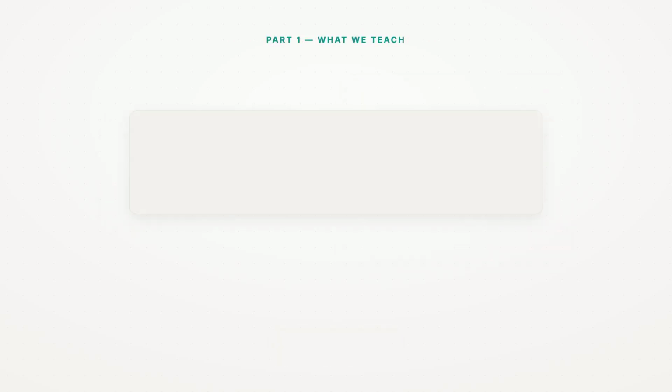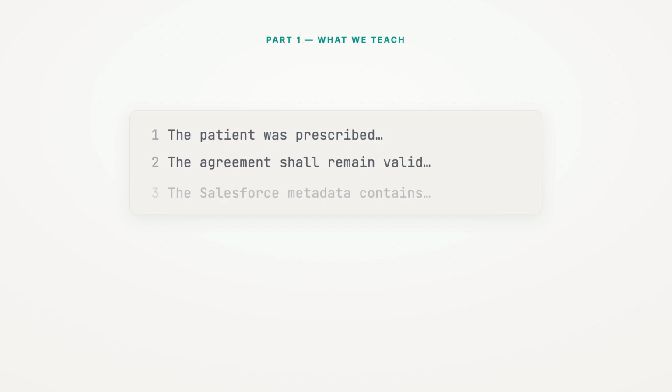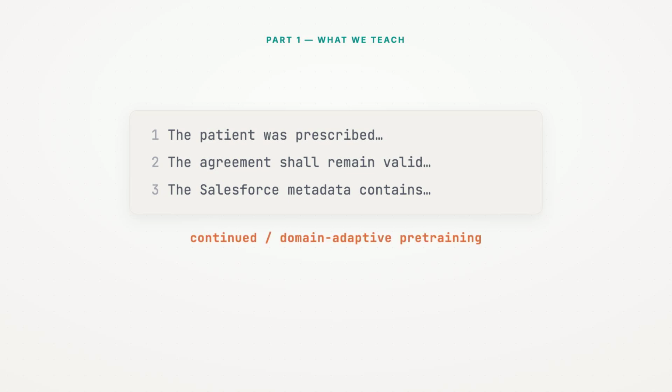First, what are we teaching? If the model has never really seen medical, legal, or your internal jargon, we feed it a large pile of raw domain text and keep its next word training going. That's continued pre-training. Use it to soak up a domain's language, not to teach a reply format, and expect to need a lot of text.